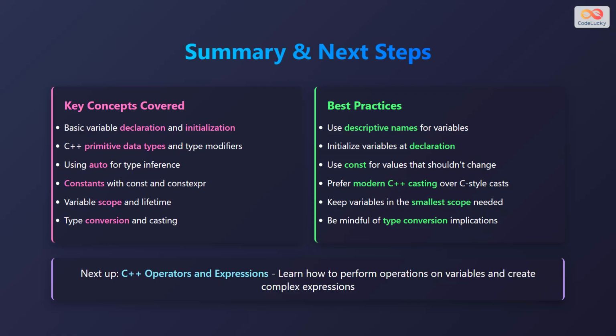In summary, we've covered key concepts such as basic variable declaration and initialization, C++ primitive data types and type modifiers, using auto for type inference, constants with const and constexpr, variable scope and lifetime, and type conversion and casting. Remember to follow best practices such as using descriptive names for variables, initializing variables at declaration, using const for values that shouldn't change, preferring modern C++ casting over C-style casts, keeping variables in the smallest scope needed, and being mindful of type conversion implications. In the next video, we'll explore C++ operators and expressions.